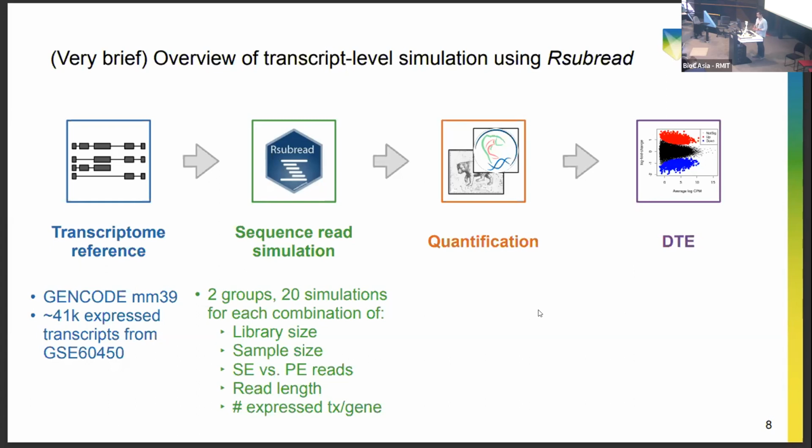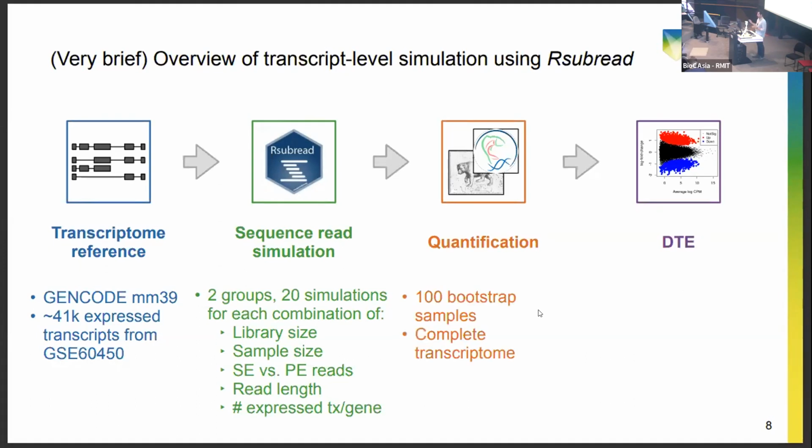So we assessed different library sizes, different sample sizes, read protocols, so paired end versus single end reads, as well as read length, as well as the number of expressed genes or transcripts per gene. We then gave those FASTQ files generated by R Subread to Salmon and Kallisto to be quantified and get us back 100 bootstrap samples for each simulation.